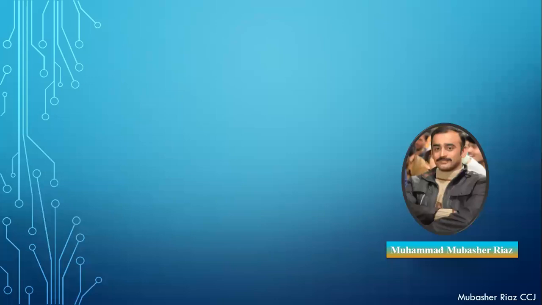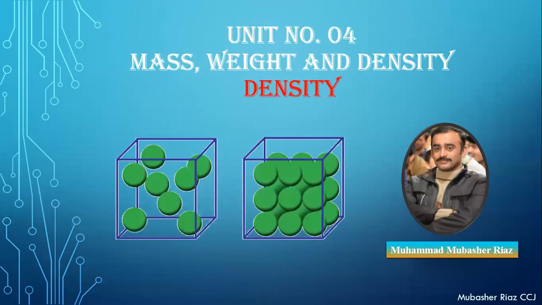Here is Mubashir Riaz. Today we are going to discuss the last topic of chapter number 4, which is density. Density will help us to describe the structure of different substances with respect to their mass and volume. For example, in this picture, you can see the different number of molecules present in the unit volume. In this unit volume, which substance is the heavier one? This type of question can be solved by understanding the concept of density.